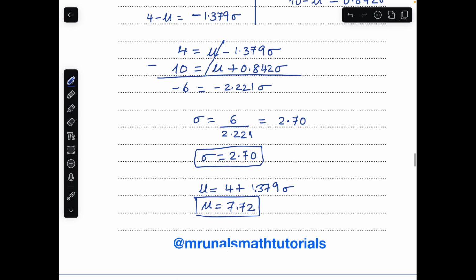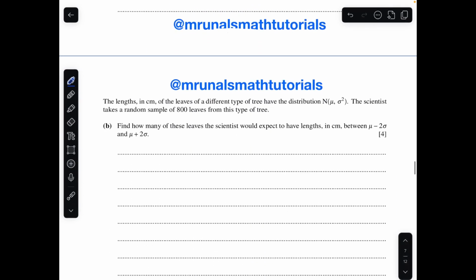Let's look at the next question. It does have a part B. The lengths in centimeters of the leaves of a different type of tree have a normal distribution, mu and sigma squared. The scientist takes a random sample of 800 leaves from this type of tree. How many of these leaves would the scientist expect to have lengths between mean minus 2 standard deviations and mean plus 2 standard deviations?